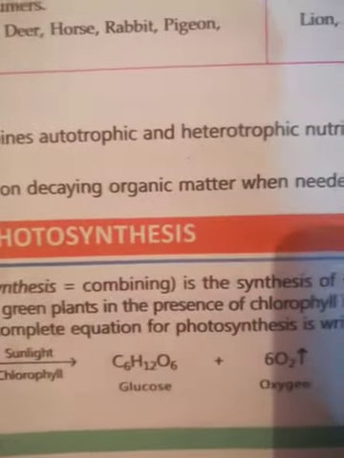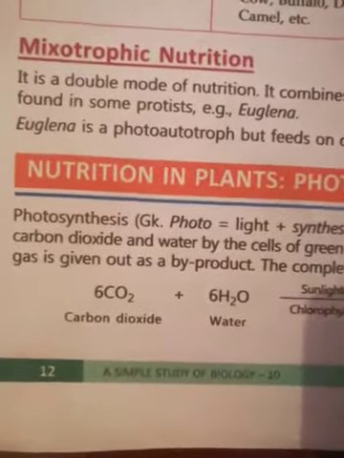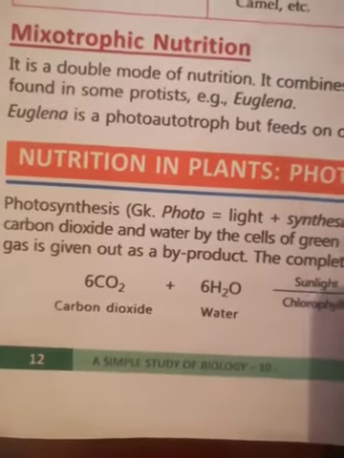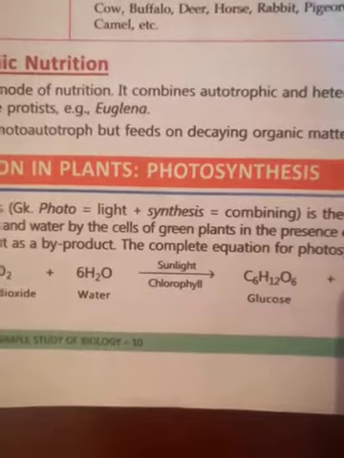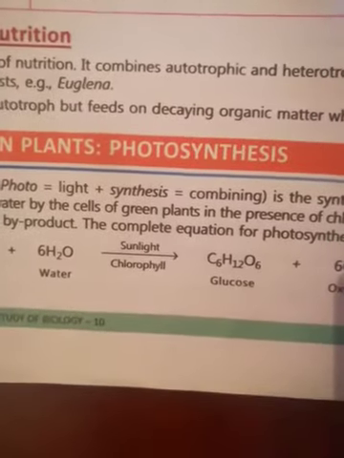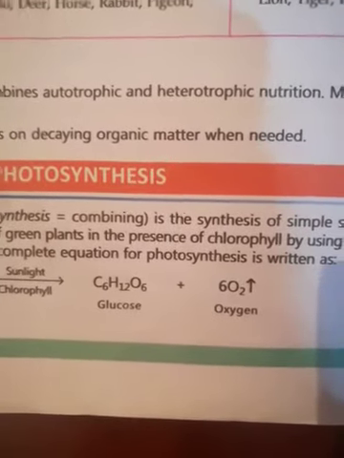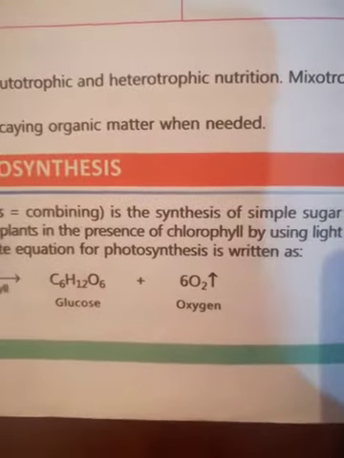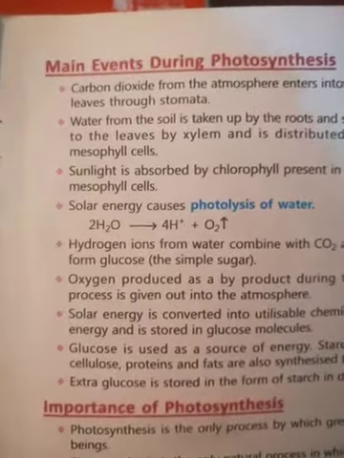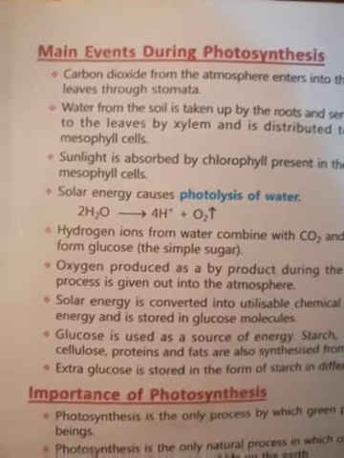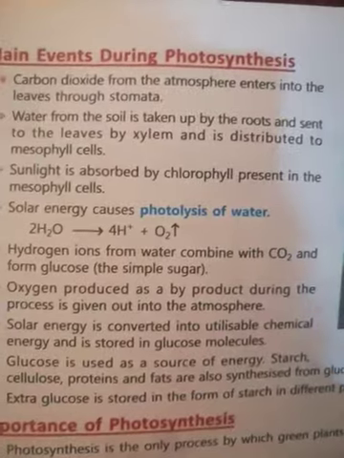The complete equation for photosynthesis can be written as 6 CO2 plus 6 H2O, in presence of sunlight and chlorophyll, gives C6H12O6, that is glucose, and oxygen gas is released, 6O2. What are the events which are happening during the process of photosynthesis? The main events during photosynthesis.